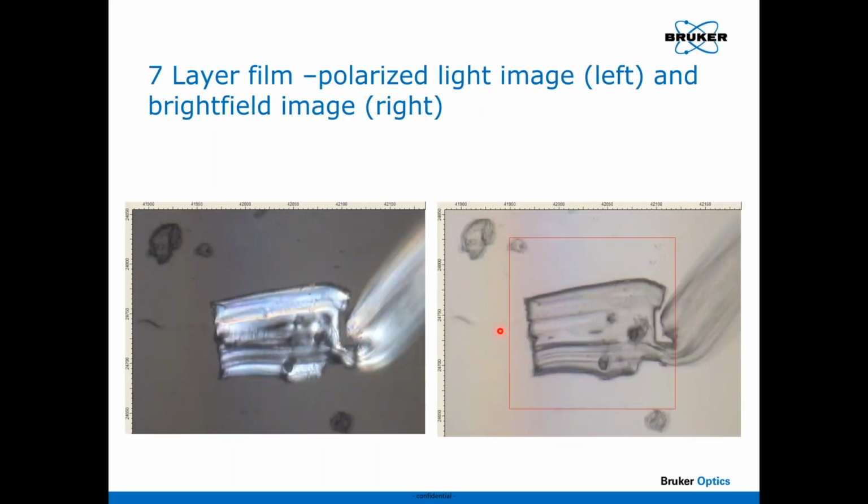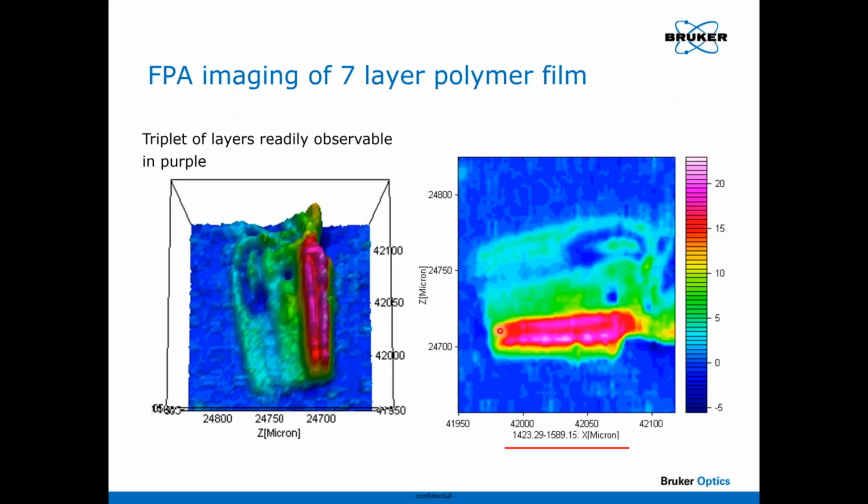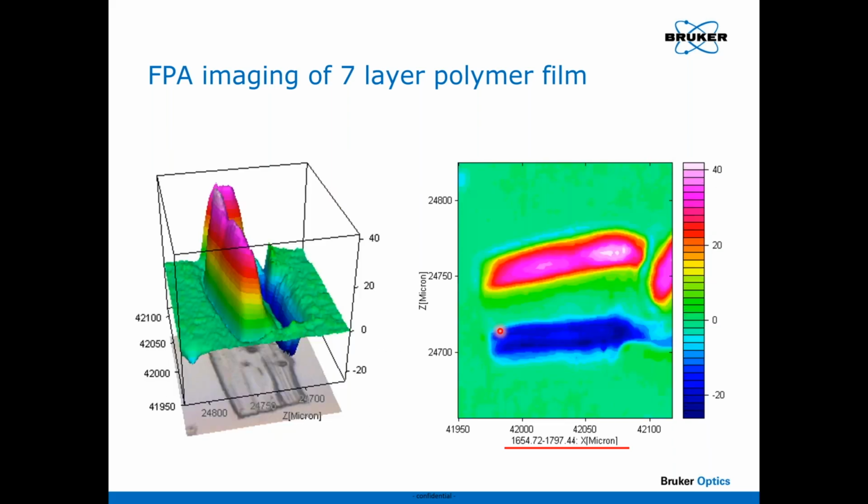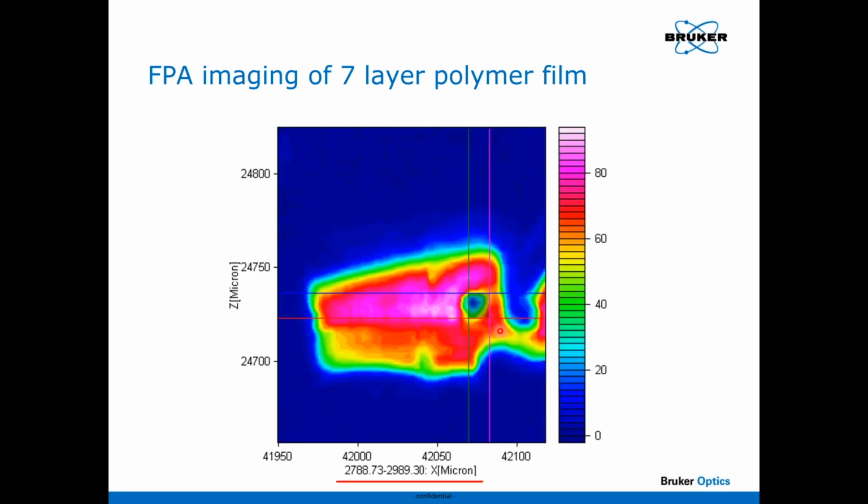So here's a real world example. Here's a 7-layer polymer film, the polarized light image on the left and the bright field image on the right. You can see there are a lot of layers there. So let's look to see how the focal plane array image looked. So you can see on the left, I have a triplet of layers shown by the higher light and then other layers there. And then here is looking at the 1654 to 1800 band. You can see where it is and where it isn't. And then we can also look at the CH band here, and you can see we have a hole in that one area I've highlighted.